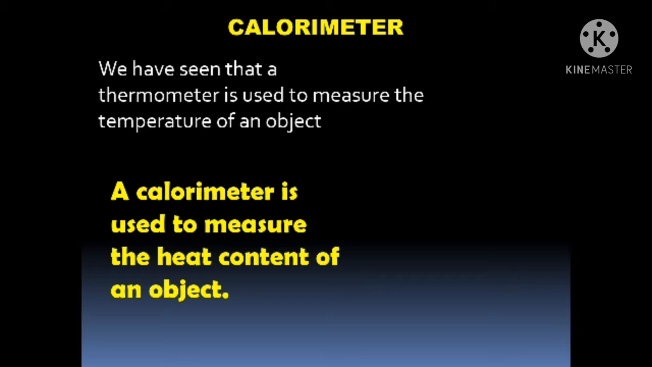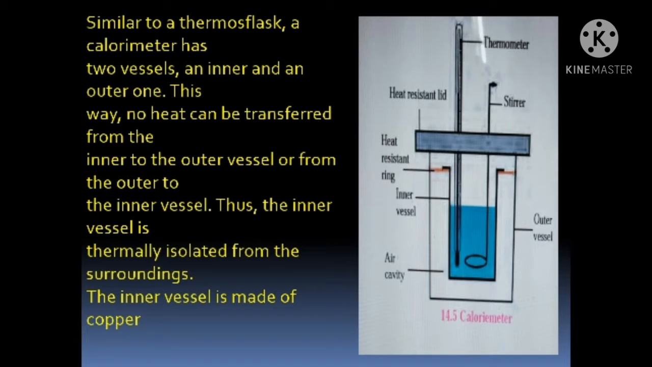And when we have to measure the temperature of the object, we use a thermometer. And when we have to measure the heat content of an object, we use a calorimeter. Okay students? Is it easy now to understand? With the help of a calorimeter, we can know how much heat is being absorbed by the object or how much heat is getting lost from the object.